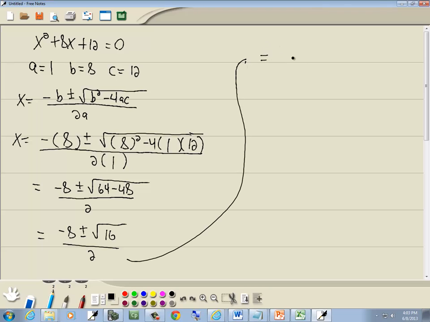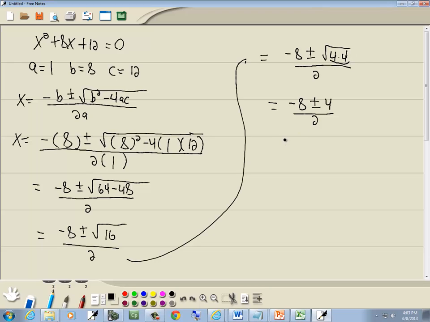Now, you should always simplify radicals whenever you can before you go on to any other step. 16 is 4 times 4. Now, remember the square root, we're looking for a pair of numbers. Well, here's a pair of 4s. So a pair of 4s is going to come out in front as a single 4. So we've got negative 8 plus or minus 4 all over 2. And our radical disappeared because we took that pair out and there's nothing left inside.